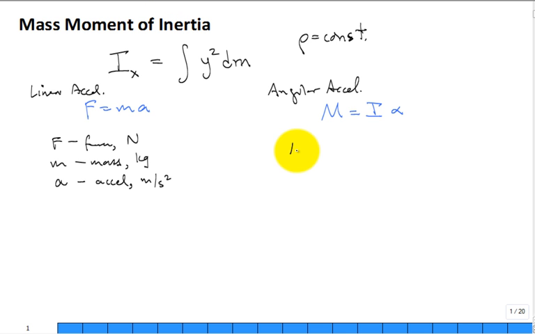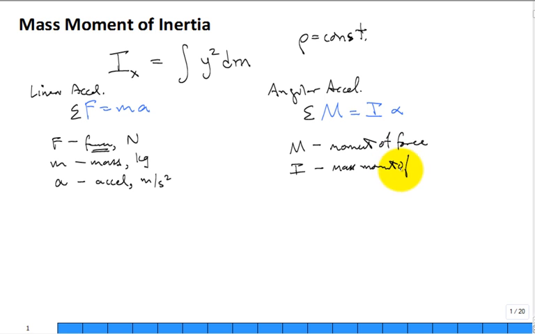But what is the cap M in this equation? It's not just the force like F is. It's the moment of the force. Or if you have multiple, you have the sum of forces, sum of moments acting on an object. And then what is this I? Well, that's the focus of the study right here. It's the mass moment of inertia. And then what is this alpha? It's the angular acceleration.